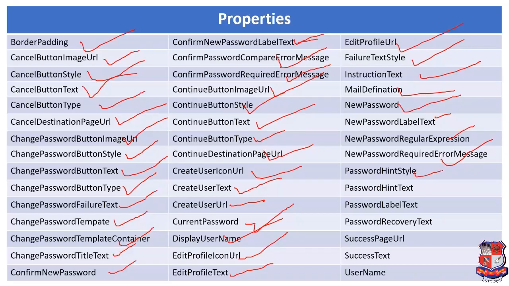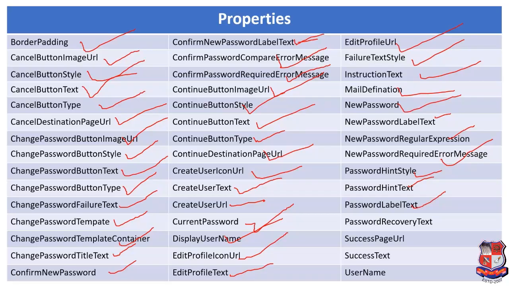Next is password hint style. It is used to retrieve a reference of style property to define the appearance of informational text that appears on the change password control. Next is password hint text. It is used to retrieve or set the informational text about the requirements for creating a password of the website.